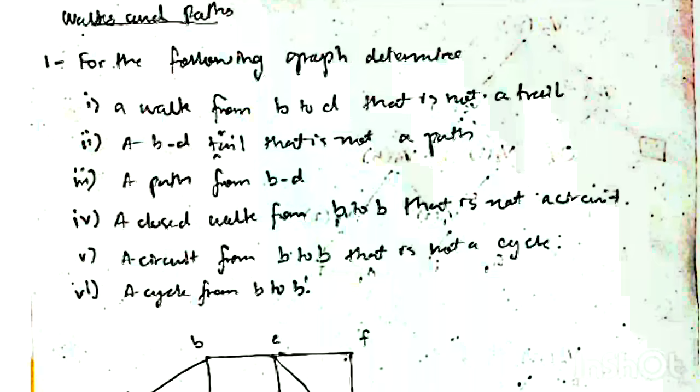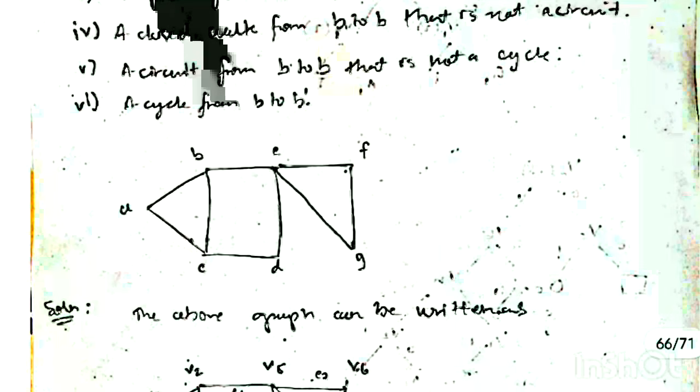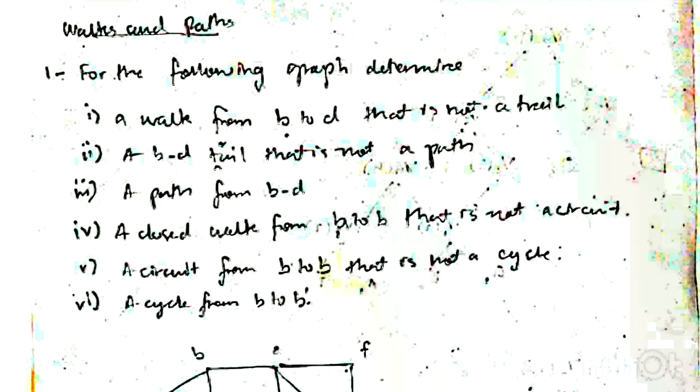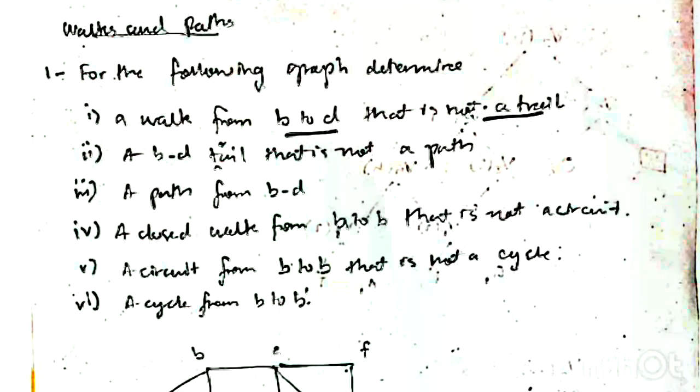Coming to walks and paths, we have been given this figure, and we have been asked to find the following. The first one is a walk from B to D which is not a trail. Not a trail means an edge should not repeat twice. So if it's not a trail, it means an edge has to repeat twice.